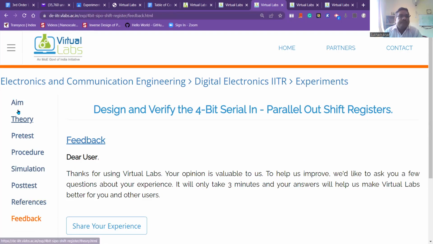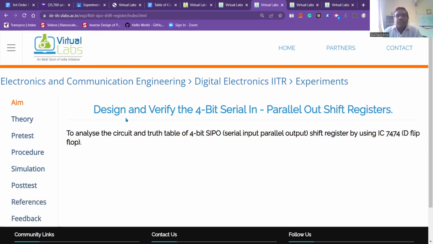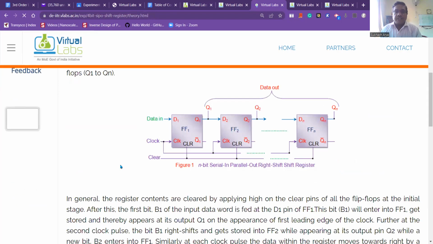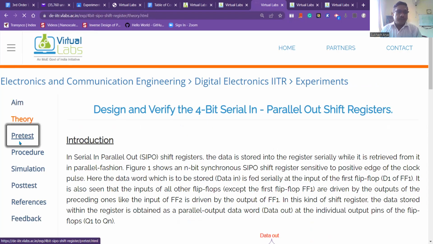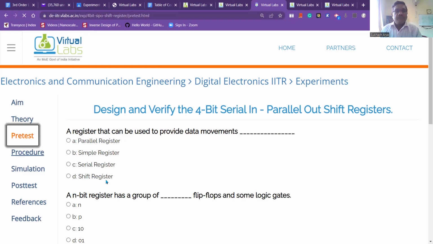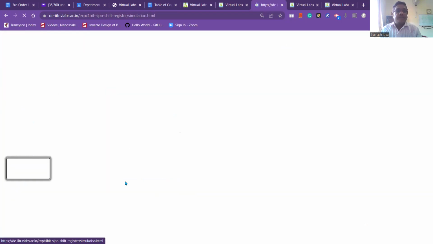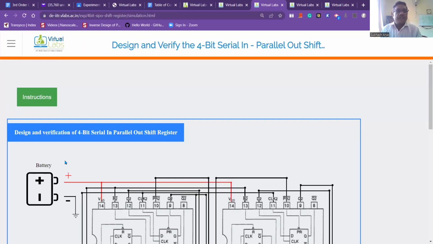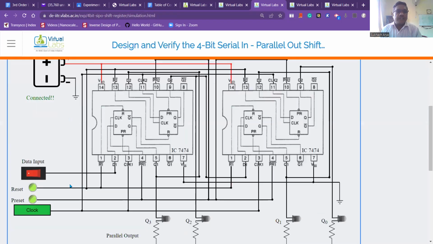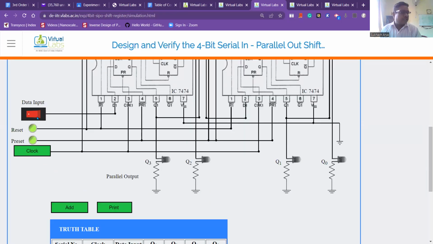So in this way we are able to design a 4-bit serial in, parallel out shift register. Sufficient theory is given here, and then you can attempt the pre-test. The procedure is mentioned here. Then for simulation, the circuit is given. You have to connect the battery first, and after that give the data serially. Please predetermine some data, whatever data you want to insert, and then note down how this data is shifted on pressing each clock pulse.